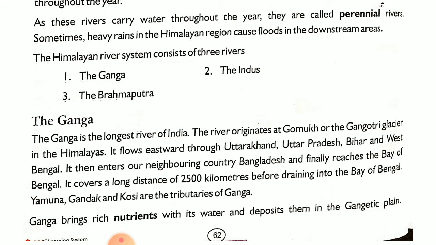Now we will talk about the path. ठीक है, the path of Ganga, that from which states it flows through. So it flows eastwards. ये eastward की तरफ flow करती है बेटा, towards the east through Uttarakhand, Uttar Pradesh, Bihar and West Bengal. After flowing through these regions, then it enters our neighboring country, that is Bangladesh, and finally reaches the Bay of Bengal. So this is the path of the river Ganga beta.